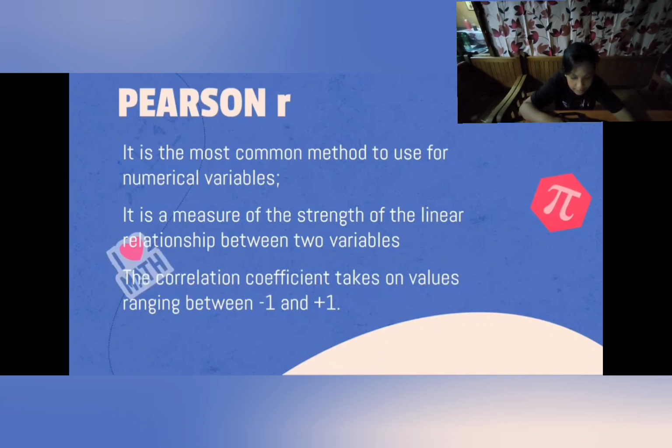It means that this tool will be able to help you determine the significant relationship of two variables. You are going to determine if one variable affects the other. The correlation coefficient takes on values ranging between -1 and +1. That means your answer must be from -1 to +1 only. If you go beyond 1, it means your answer is wrong.